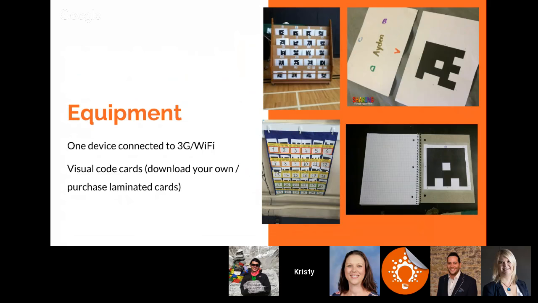You can laminate them. For the younger children, you can, on the back of the code, write the A, B, C, and D to make it a bit more visual if it's a bit small.